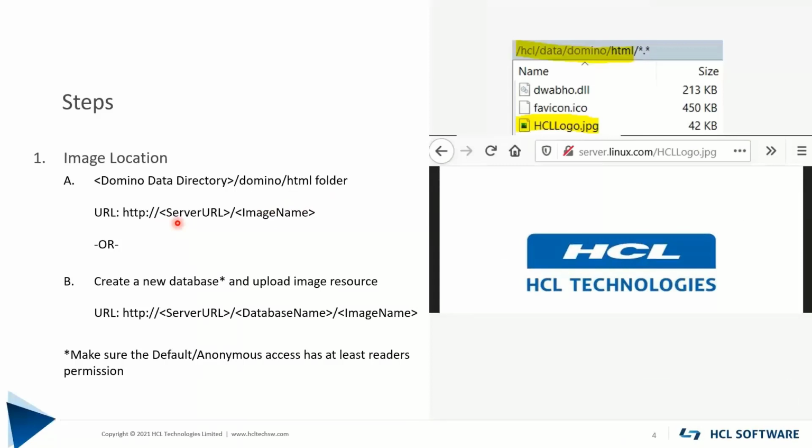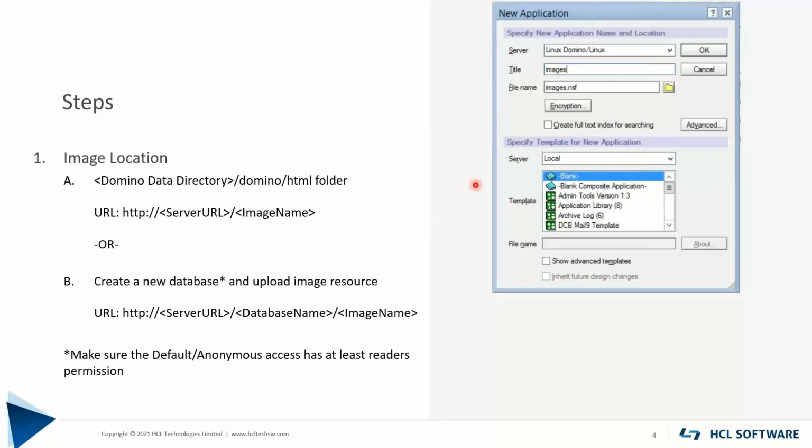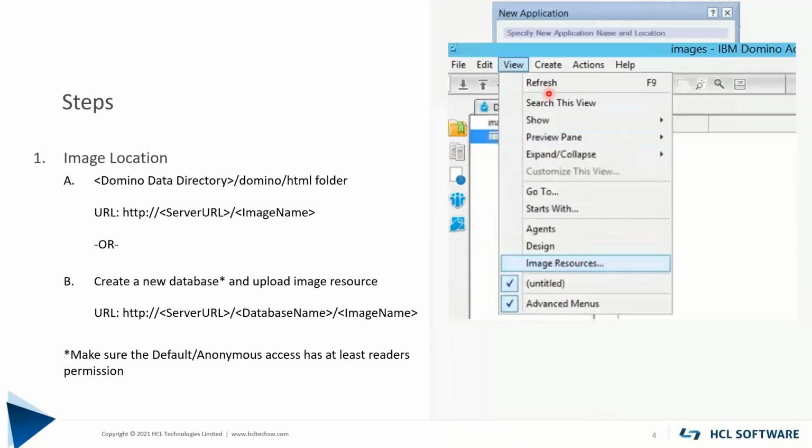The server URL/the image name. Or you can create a new database and upload an image resource in that database. If you use the second option, you would need to have default or anonymous access to be at least reader's permission. So in this example, I have images.nsf.